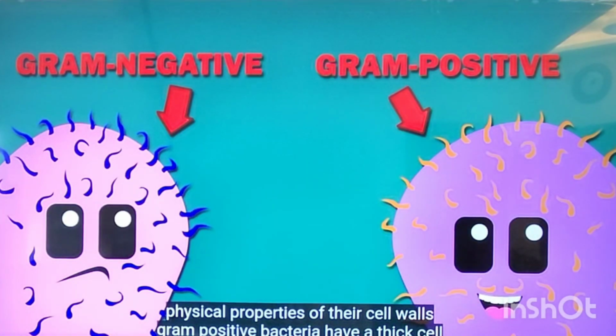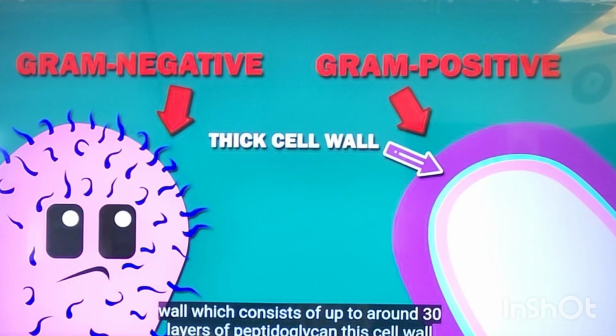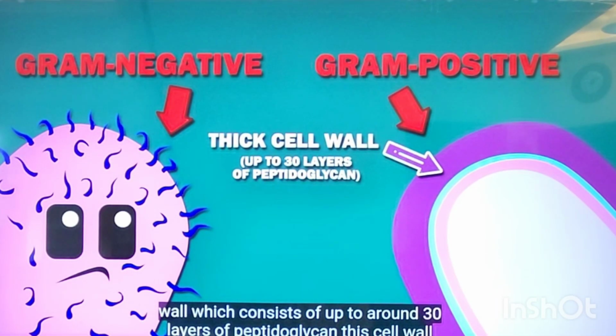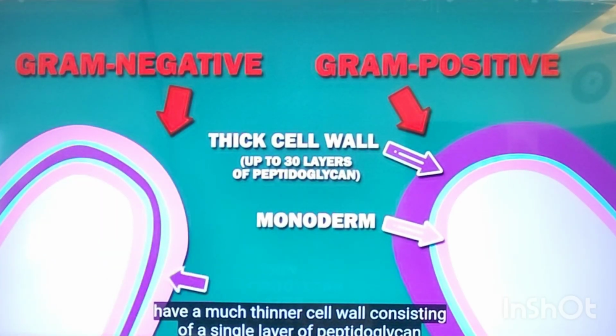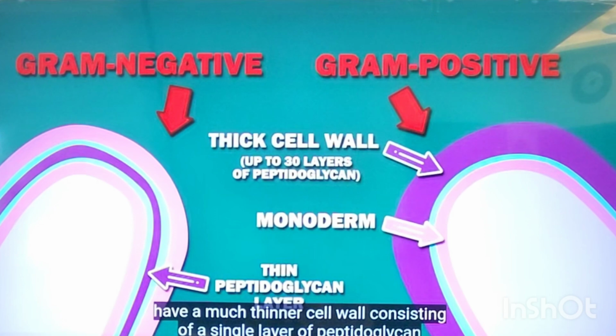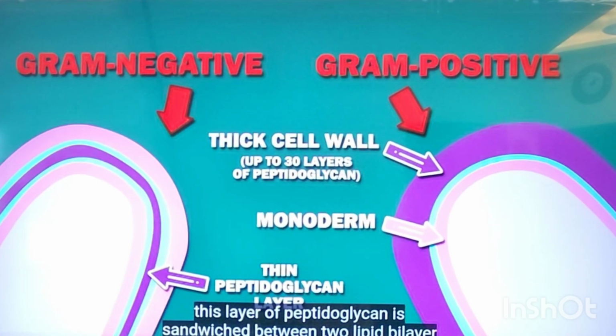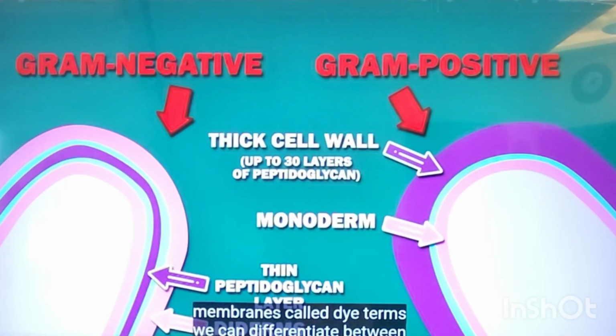Gram positive bacteria have a thick cell wall which consists of around 30 layers of peptidoglycan. This cell wall surrounds a monoderm, which is a single plasma membrane. Gram negative bacteria have a much thinner cell wall consisting of a single layer of peptidoglycan. This layer of peptidoglycan is sandwiched between two lipid bilayer membranes, called a diderm.